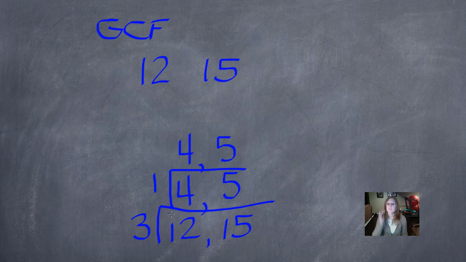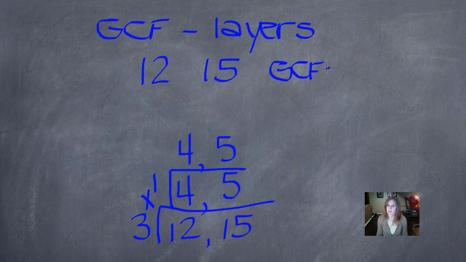So remember, for the GCF, we're only looking at the layers. You may want to write that in your note. The GCF is the layers. 3 times 1, I'm multiplying the bottom layer by the second layer. 3 times 1 is 3. So the GCF of 12 and 15 equals 3. That's supposed to be an equal sign. Equals 3. That was a lot faster than listing out the factors in a T-chart, coming up with common factors, and then coming up with the greatest common factor.